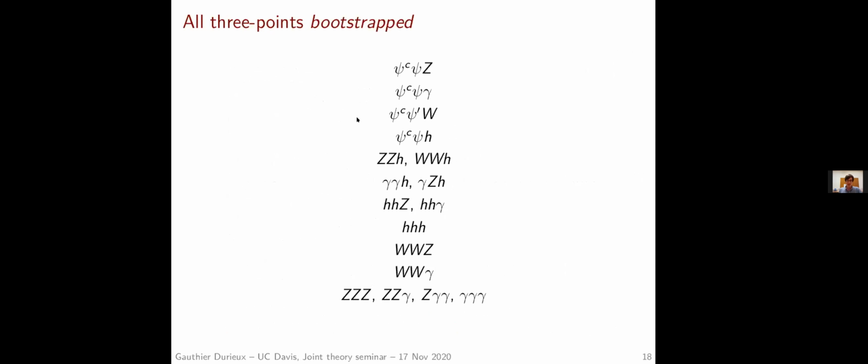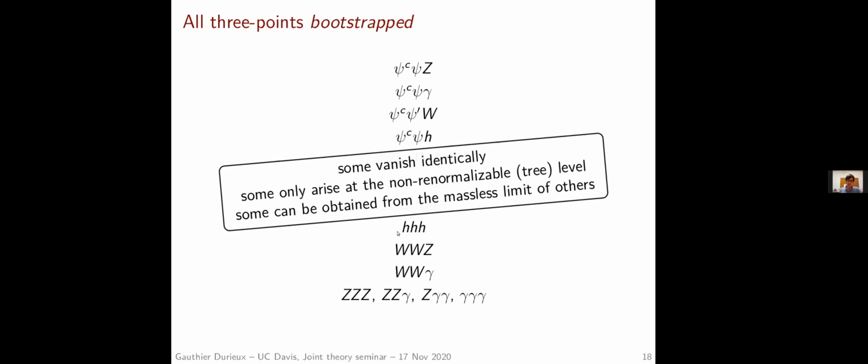So we performed this bootstrapping of all 3-point amplitudes and examined the high energy limits. We see that some of those amplitudes vanish, like the 3Z amplitude that I just mentioned. We see that some amplitudes only arise at the non-renormalizable level. And we can also perform this instructive exercise in some cases of obtaining a massless amplitude from the massless limit of a massive one.